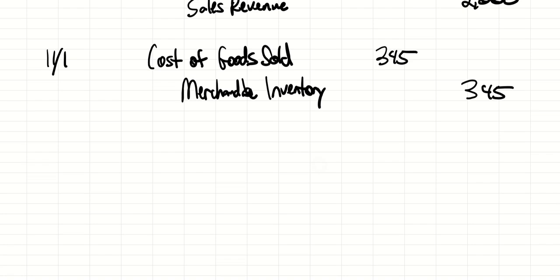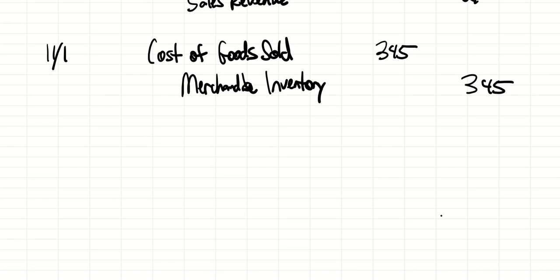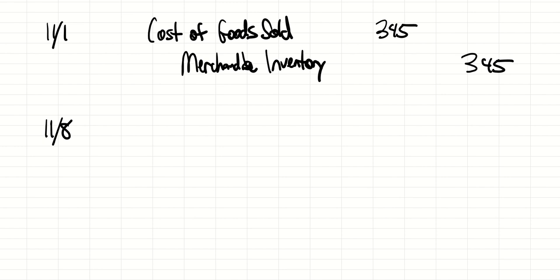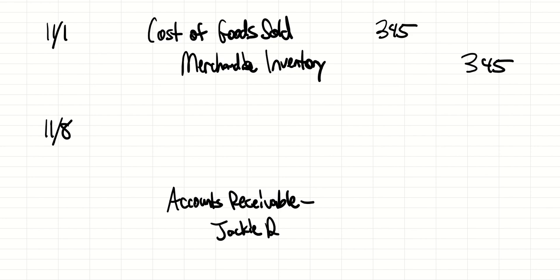So November 8th is when the cash payment was received. On November 8th, we have a receivable balance of that $2,000 that needs to be eliminated because the cash payment was received from Jackie Retail Store. So to eliminate that balance, we're going to credit accounts receivable - Jackie Retail Store, and it's going to be for $2,000.